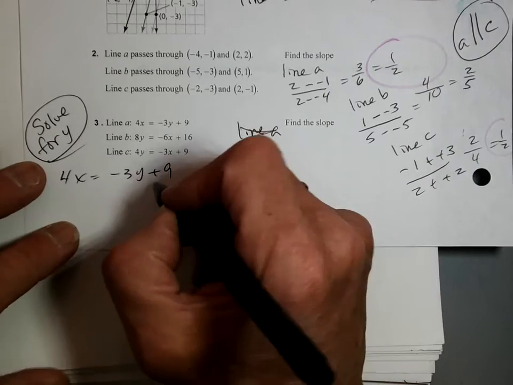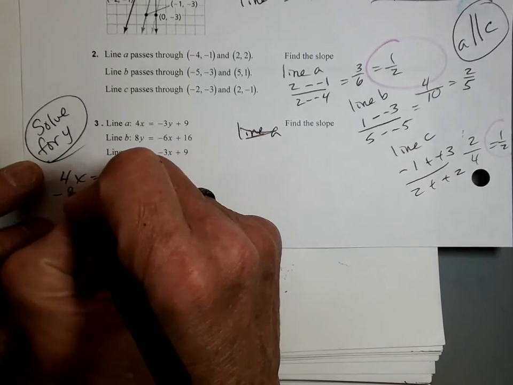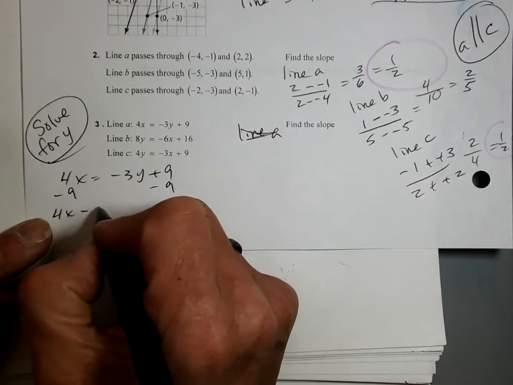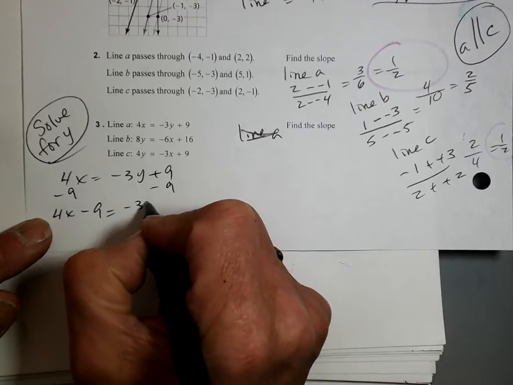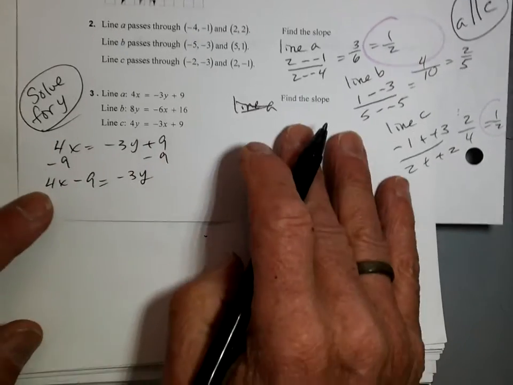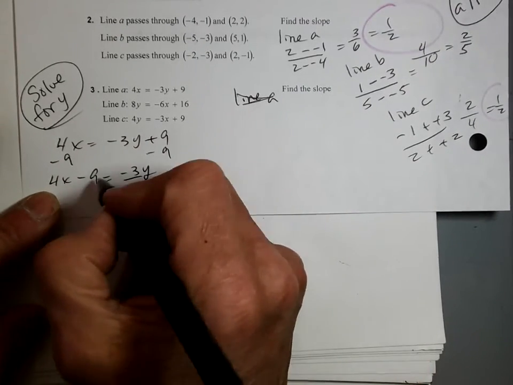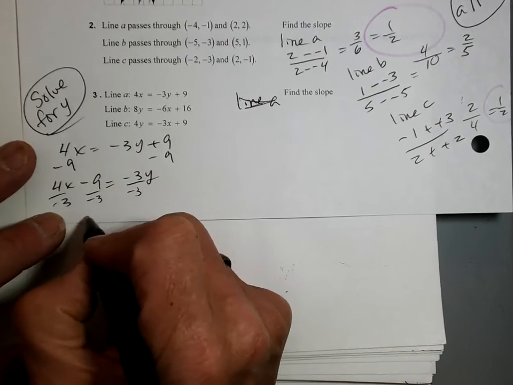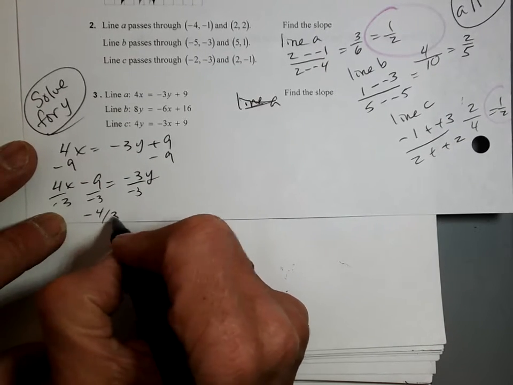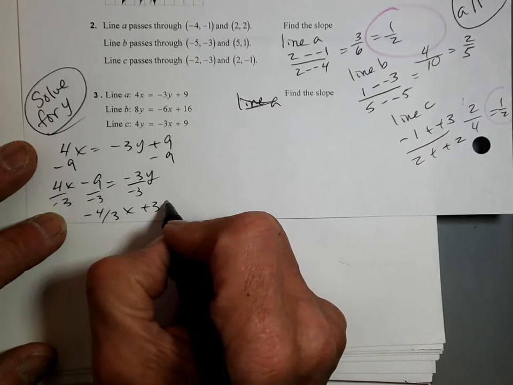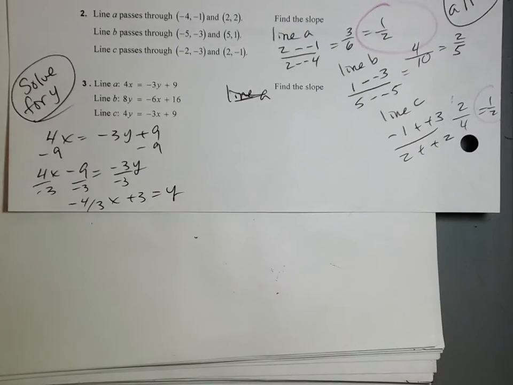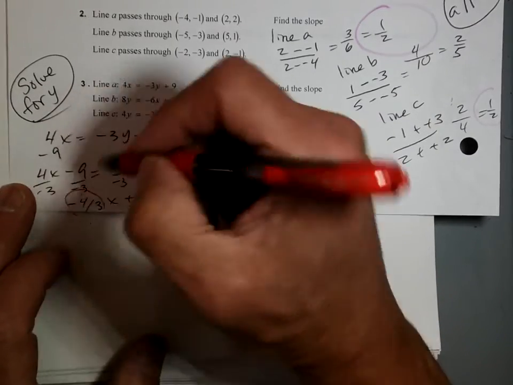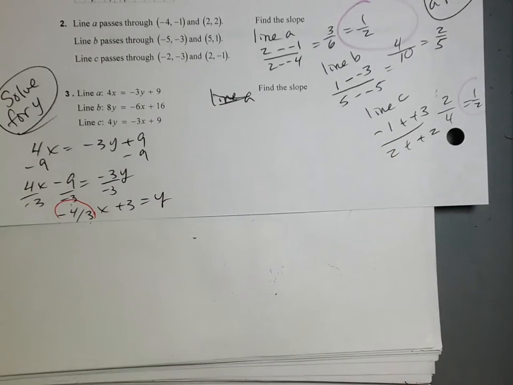Minus 9, minus 9. I'll have 4x minus 9 equals negative 3y. Divide by negative 3. I'll have negative 4/3 x plus 3 equals y. Okay, now I'm not done, but I am going to circle the slope because I want to look at that. That's what I care about. I only care about the slope. That's it. Slope is all I'm looking for.